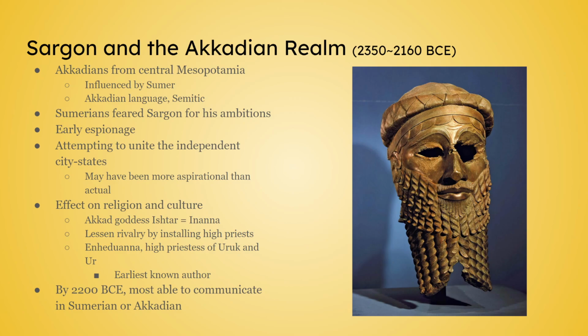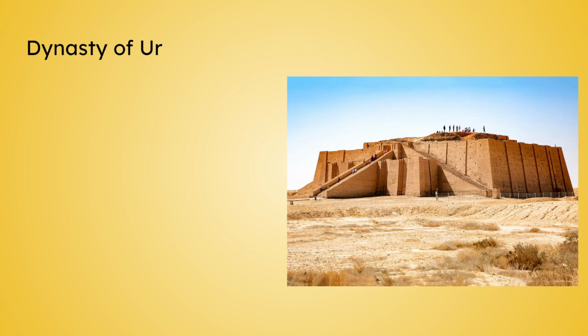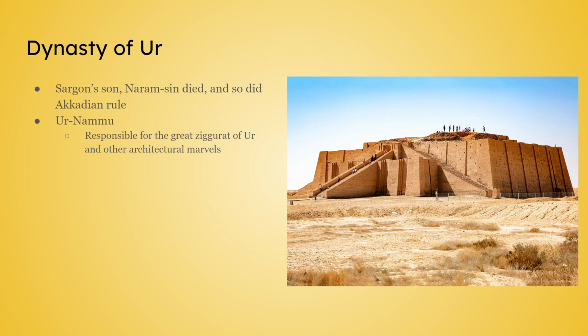By 2200 BCE, most people in Mesopotamia were able to communicate in either the Sumerian or Akkadian languages, and eventually Sumer and Akkad would become virtually indistinguishable. Which brings us to the dynasty of Ur. After Sargon's son, Naram-Sin, died, Akkadian rule did as well. Ur-Nammu is the first of this dynasty. He's responsible for creating great ziggurats and other architectural marvels.